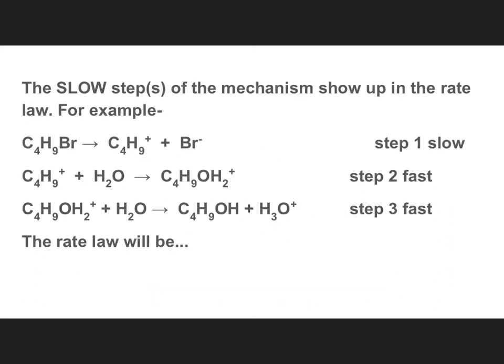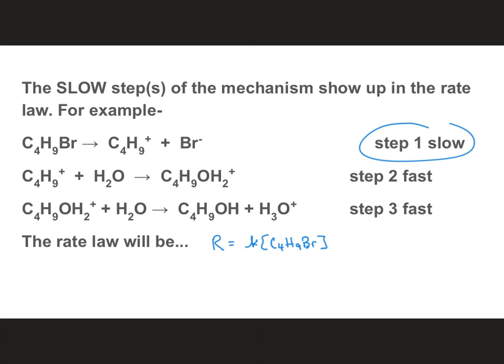Here's one more example, given a series of 3 steps. What would the rate law be with the given information provided? Step 1 is slow. Therefore, this would be your rate law, based only upon the slow step.